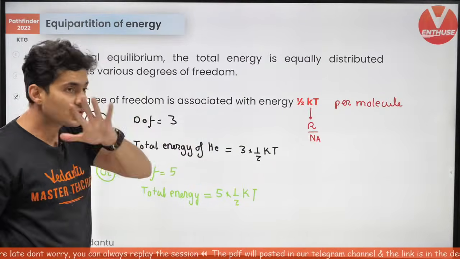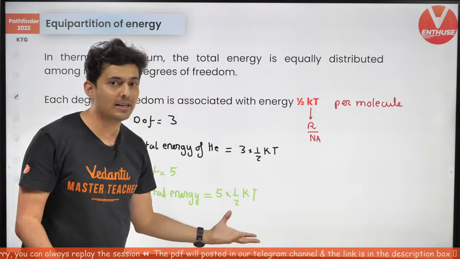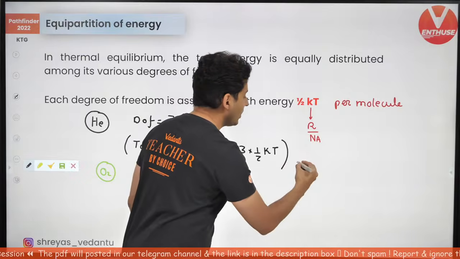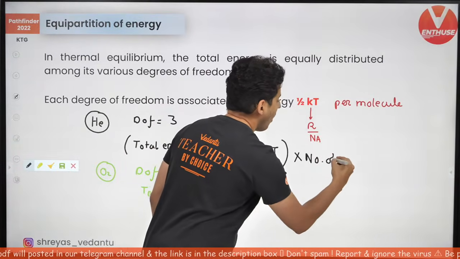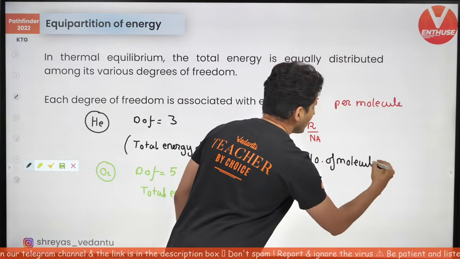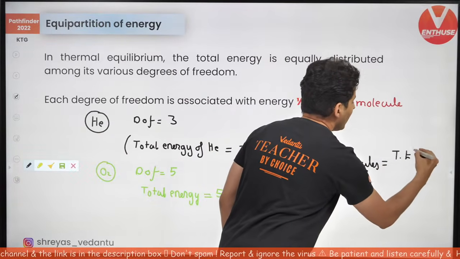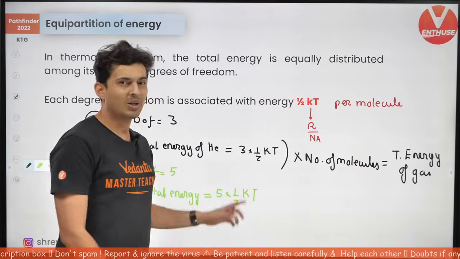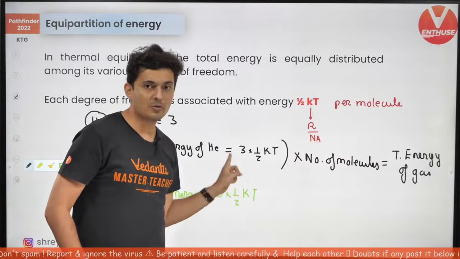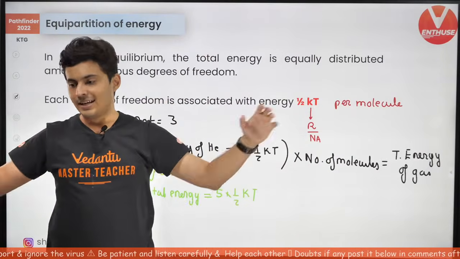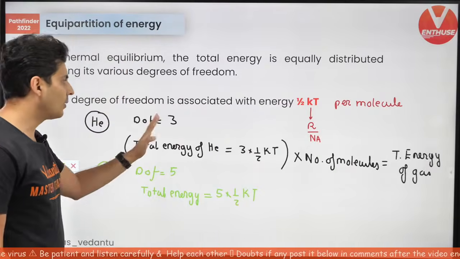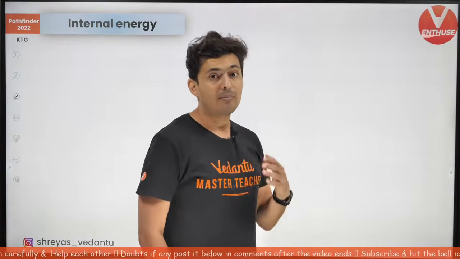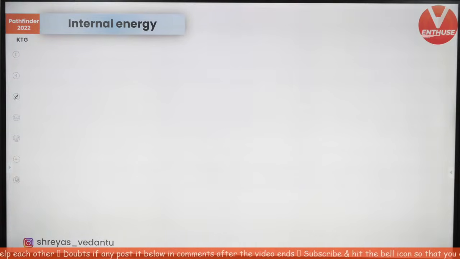Per molecule. So if they ask you what is the total energy of the gas, you multiply it by the number of molecules, and you will get the total energy of the gas, nothing else. Because this is per molecule, so you multiply by the number of molecules and you get it for the entire gas. As simple as that. This is how it works. So half kT is the energy which is distributed per molecule per degree of freedom.